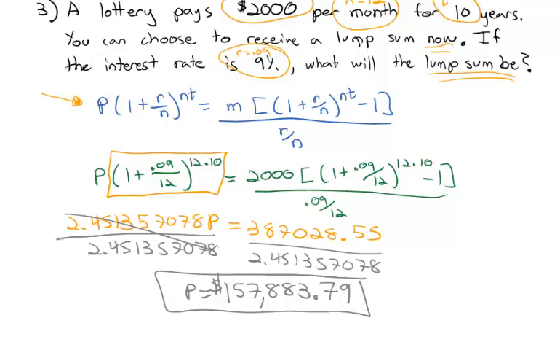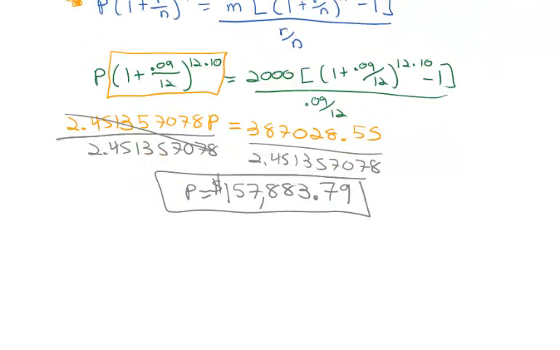So, here's a question, just as an aside to play with this a little bit more. What if we took that lump sum and, instead of spending it, invested it for the 10 years? What if I took the $157,883.79 and invested it for 10 years? How much money would I have? Well, that's 1 plus 0.09 divided by 12 to the 12 times 10. It's a lump sum payment.